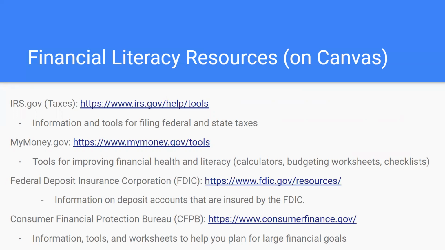There's the Federal Deposit Insurance Corporation, which stands for FDIC. They have information on deposit accounts that are insured by the FDIC, which most banks fall under that category. And then there's also the Consumer Financial Protection Bureau, which has information and tools to help you plan for large financial goals.